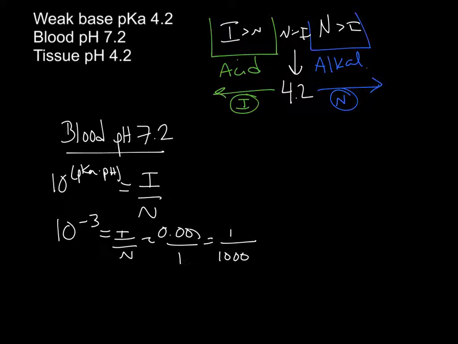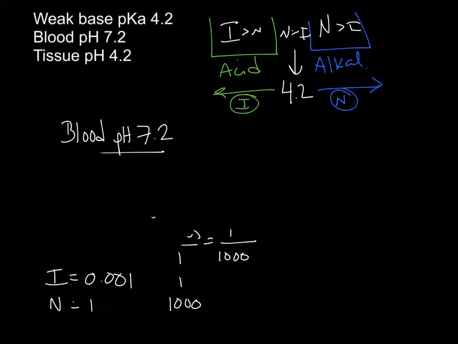The denominator is N. So this is the opposite of what we had with our weak acid. So on this side, we've got for every 0.001 I, there's going to be 1 N. Or for every 1 I, there's going to be 1,000 N. As long as we keep those N's and I's separate, we'll be okay. All right, so that's one side of the equation. That's great. What about the other side?